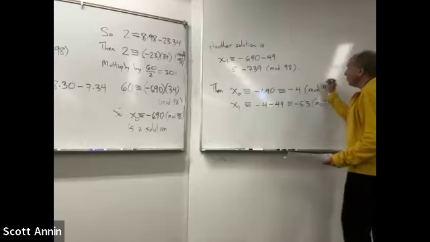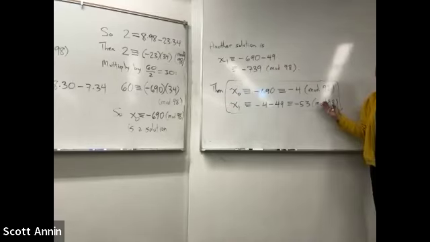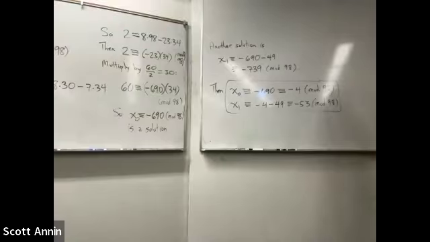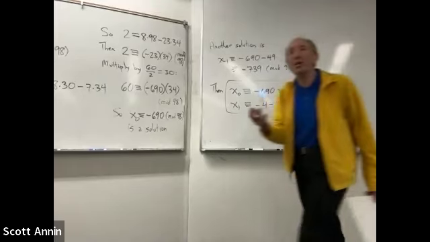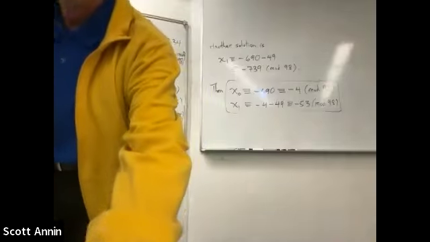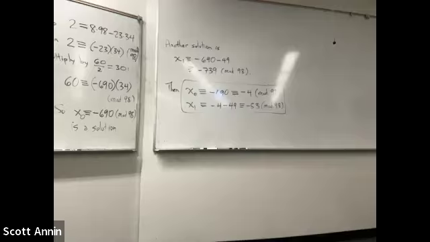So these would be two non-congruent solutions. They're not congruent to each other in mod 98. Agreed? I mean, they're not far enough apart to be congruent to each other in mod 98. What do you guys think? Are there questions on that so far?